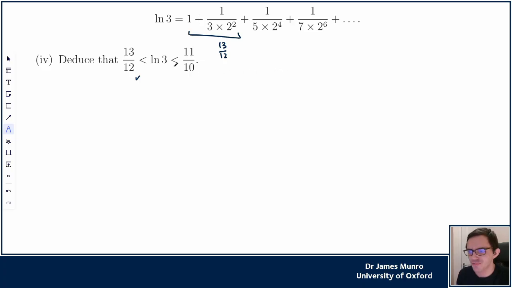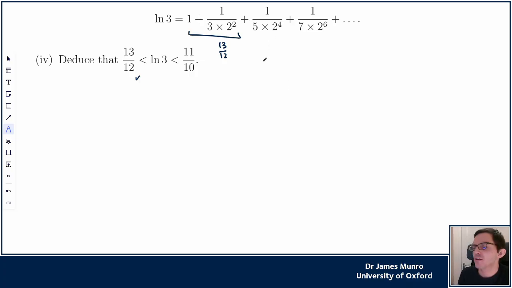So we need to show that log 3 is smaller than 11 over 10, and then we're done with this part. This reminds me of an earlier part of the question, where we showed that log 2 was smaller than 17 over 24. We did that by comparing with a geometric series, replacing a sequence of numbers with a more stable, controlled sequence of repeating 3's so that we could use a geometric series. I'm going to do that here as well.